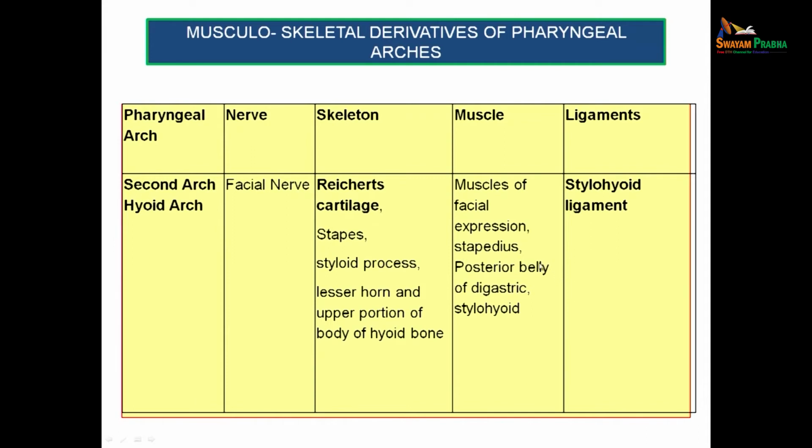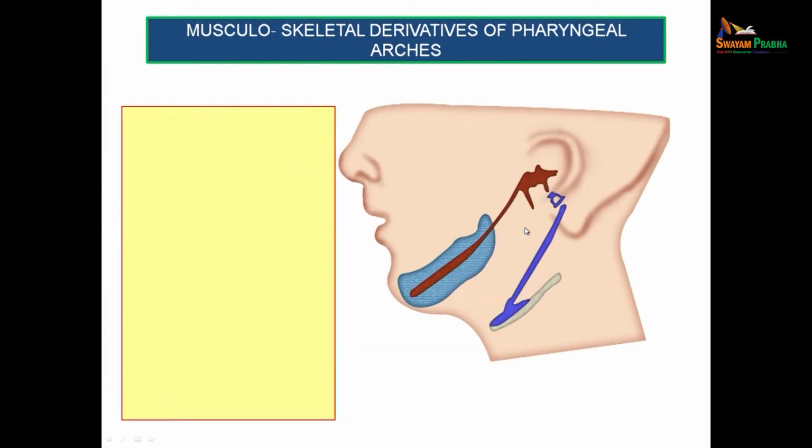So the interesting fact here is that the posterior belly of digastric is supplied by the facial nerve, whereas the anterior belly is supplied by the mandibular nerve, because the anterior belly is derived from the first arch and the posterior belly is derived from the second arch. So this point you have to keep in mind. Now the ligament which you get here is known as the stylohyoid ligament. So these are the derivatives of the second arch.